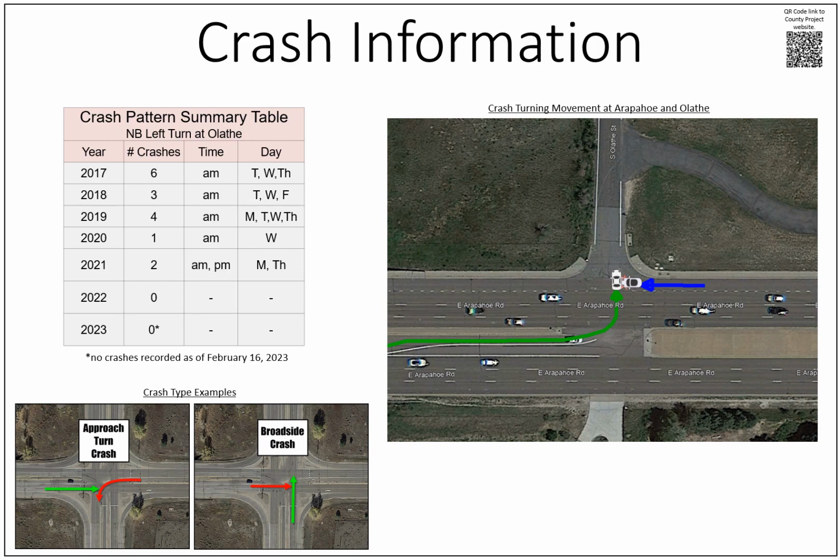This crash pattern has occurred 6 times in 2017, 3 times in 2018, 4 times in 2019, once in 2020, and 2 times in 2021. It should be noted that crashes statewide were down in the years of the pandemic from 2020 to 2021 due to less vehicles on the roadway. There have been no reported crashes in 2022 and none in 2023 as of February 16, 2023.